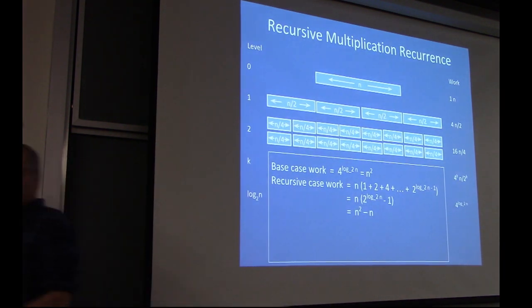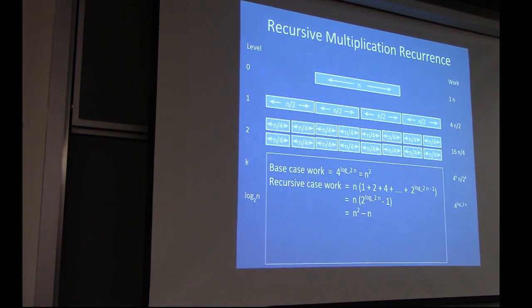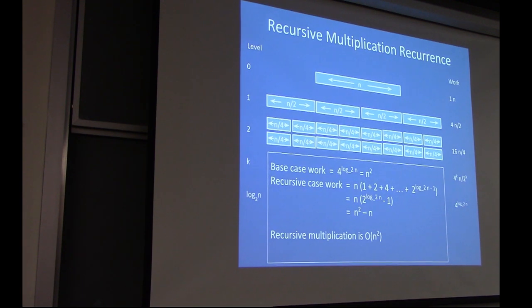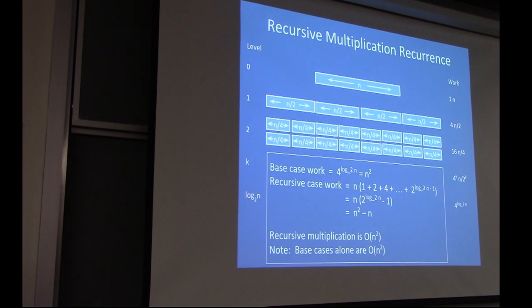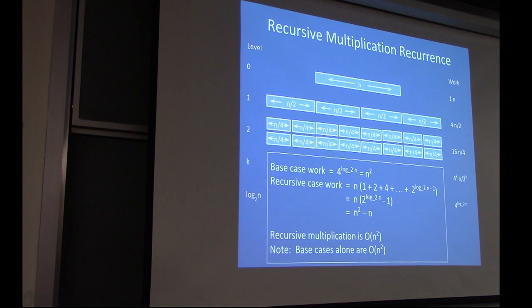So what's the overall complexity of the algorithm? It's n squared. But notice the base cases alone are n squared. So in the previous case, all that really mattered was the top level, the first layer. In this example, the bottom level is really all we had to account for.